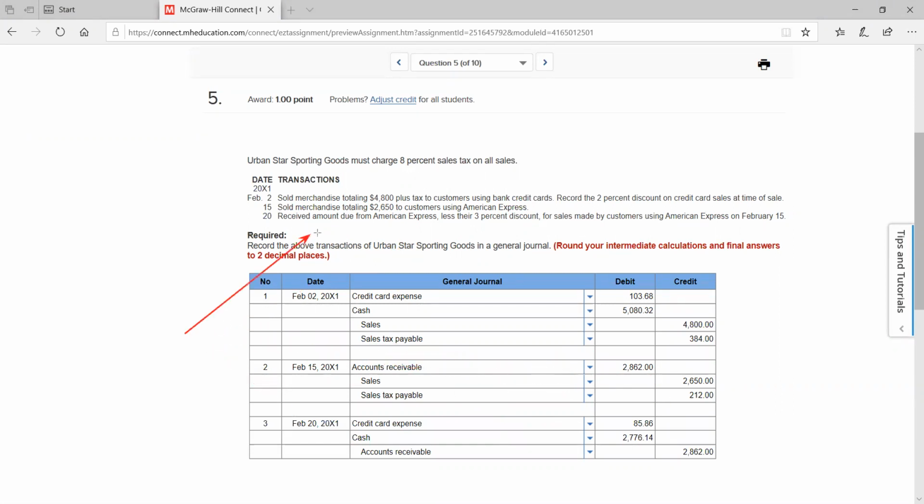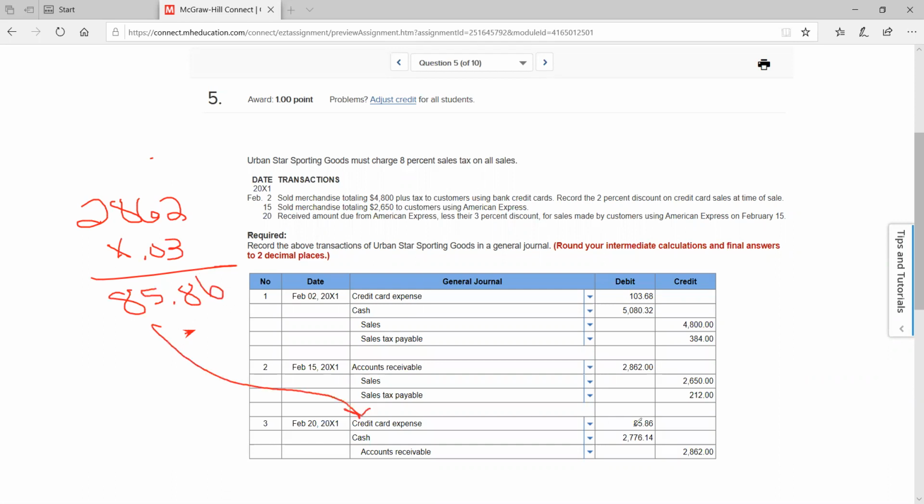And then on the 20th, it says they're going to take out their 3%. So you note that they're going to credit the receivable for the total amount. But again, I'm going to write this one out so you see the calculation. The 3% would be 3% multiplied by 2862, times that 0.03. That's going to be 85.86. That's how much you're going to charge to expense.